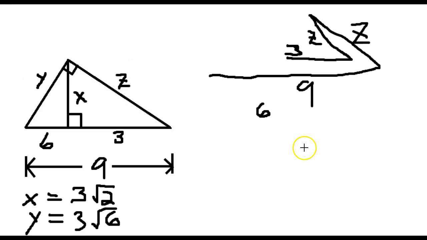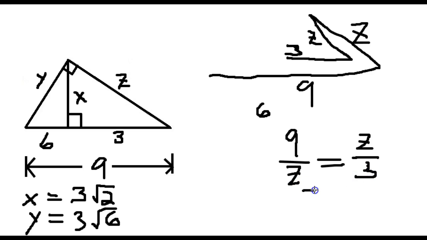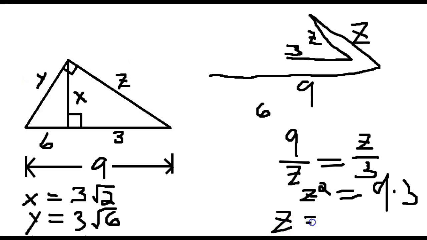Okay, so that allows us to write the proportion 9 over z is equal to z over 3. If we cross multiply, we get z squared. Z squared is equal to 9 times 3. And so you get z equals 3 root 3.